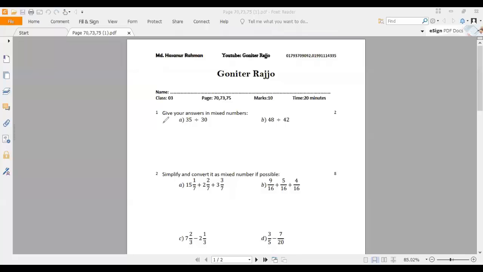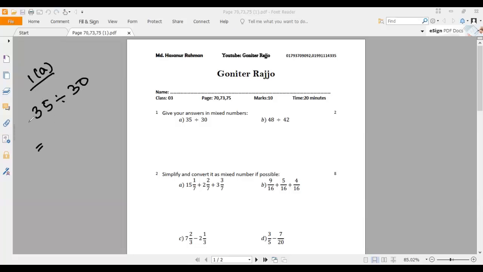Okay, number one. Number one says give your answers in mixed number. So how can you solve this problem? Number 1A. At first we have to write 35 divided by 30. This one is written in division form.